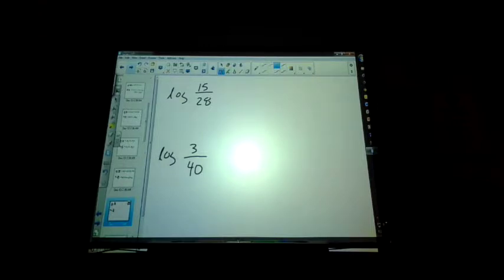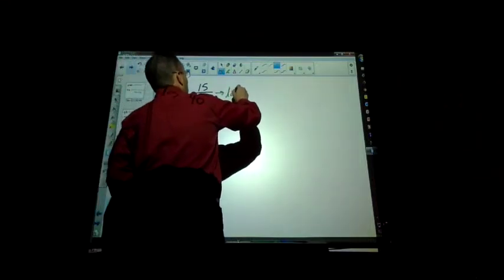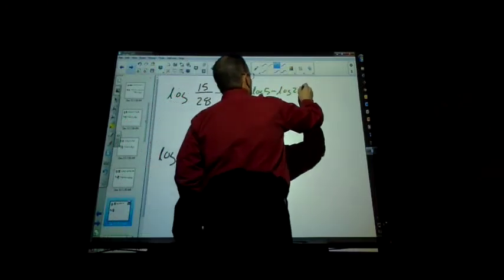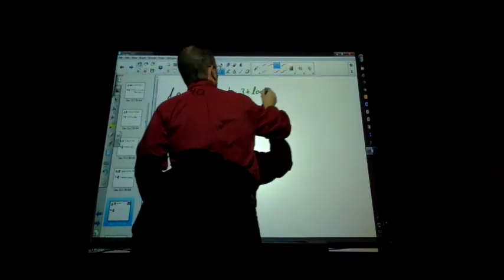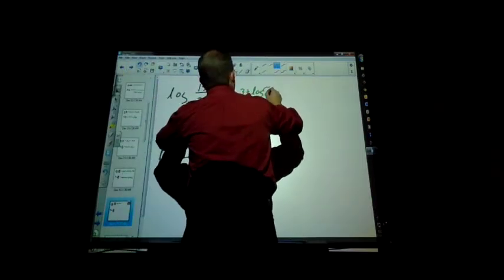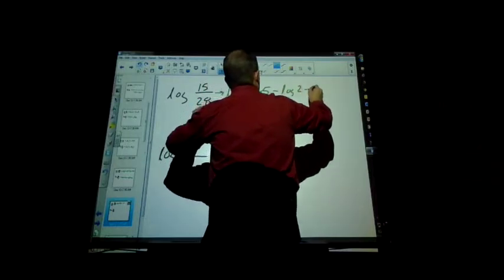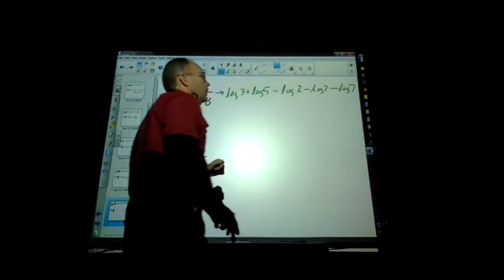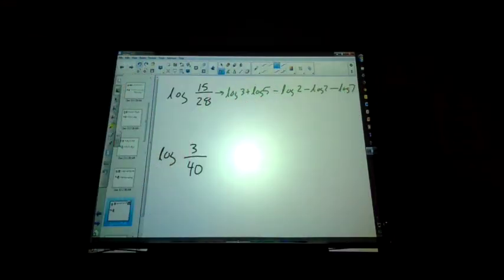Okay. Now 15 is a composite number, right? 3 and 5. What about 28? 7 and 4. 4 breaks down, 2 and 2. So let's see if you can follow this. Log 3 plus log 5 minus log 2 minus log 2 minus log 7. I think that is as expanded as you can get.